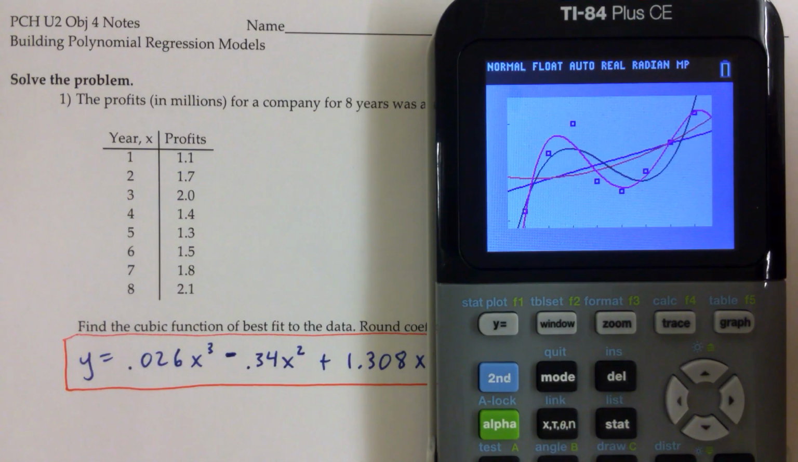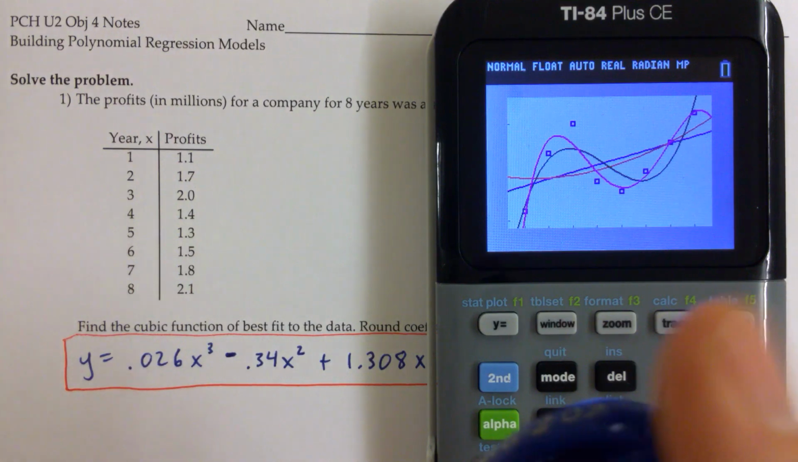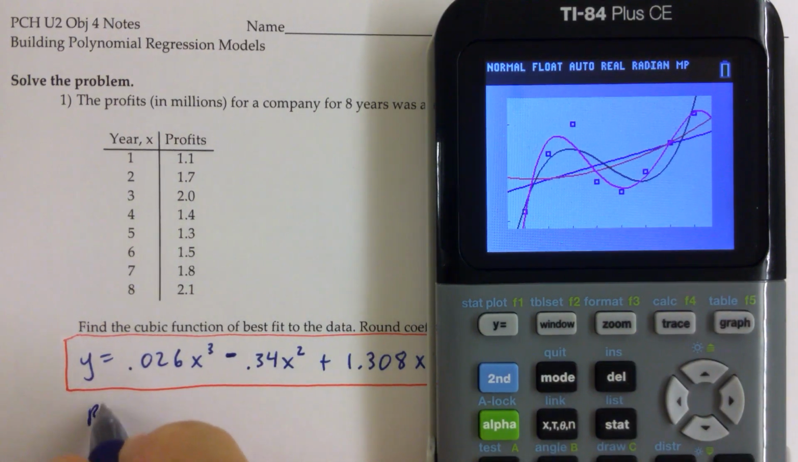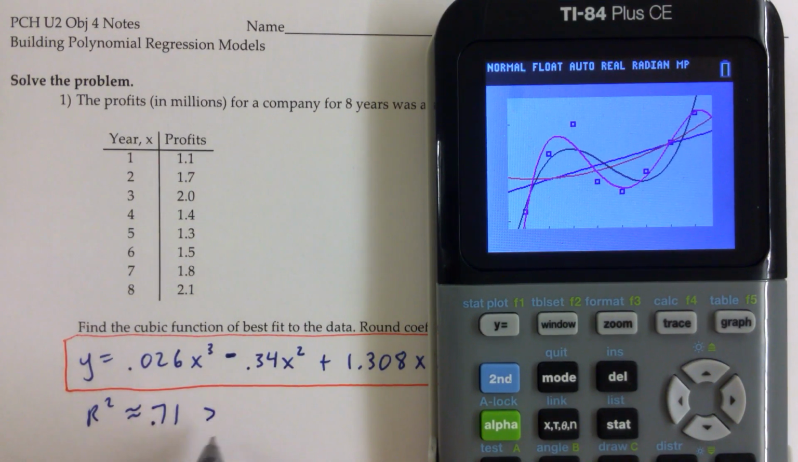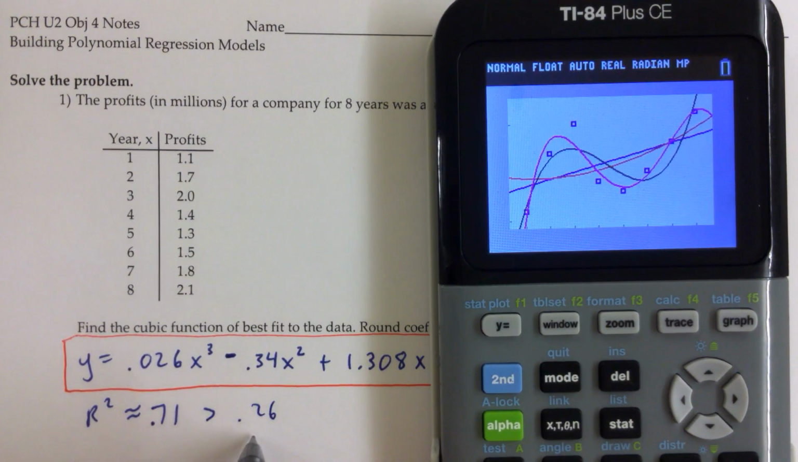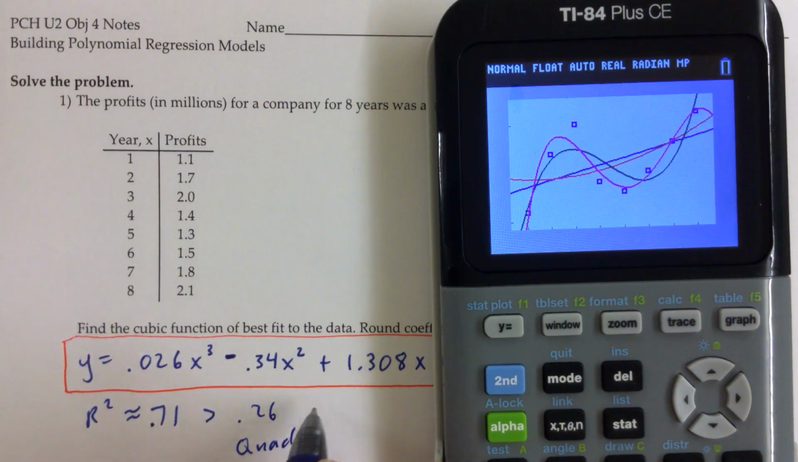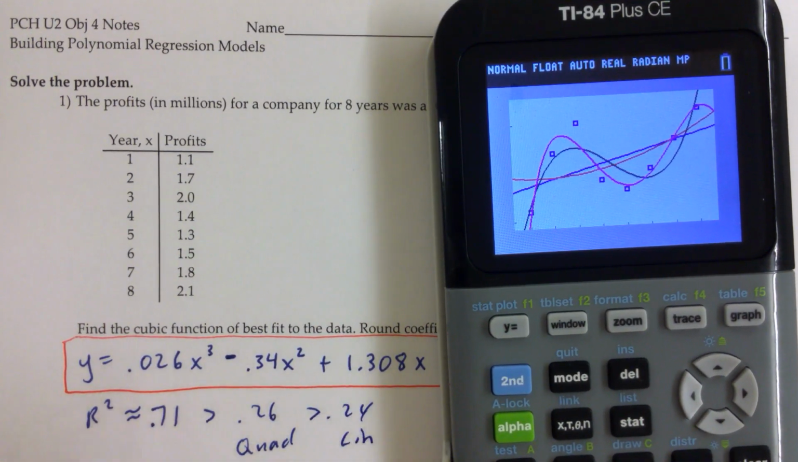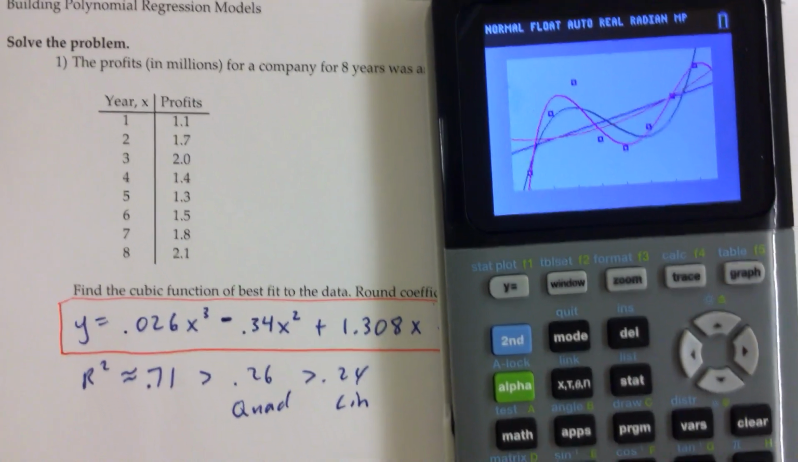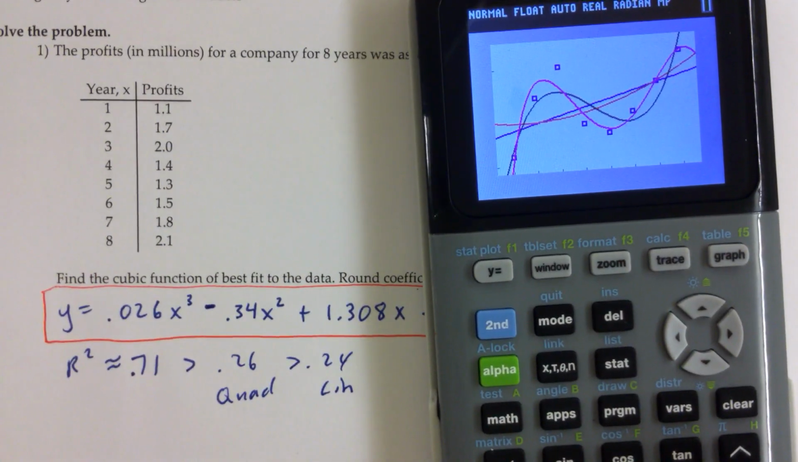And the main thing is, if you had to explain this, that r squared for the cubic was about 70% or something like that, like 0.71 or something like that. And that was greater than the 0.26 that was the quadratic. And it was also greater than the 0.24 that was the linear. So that would be your explanation if you had to explain why you chose the cubic in this one.